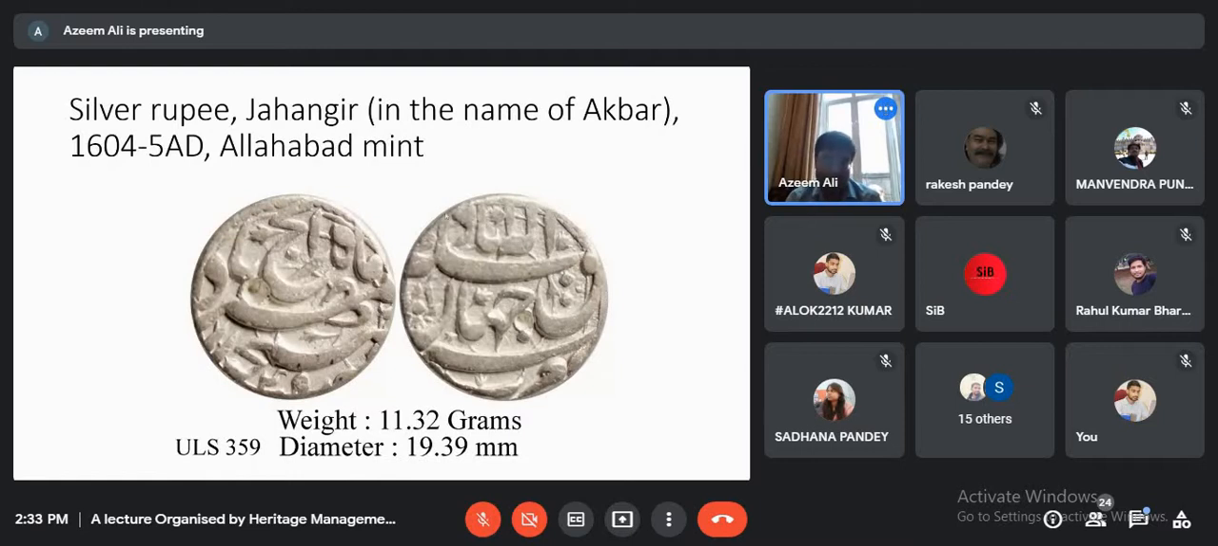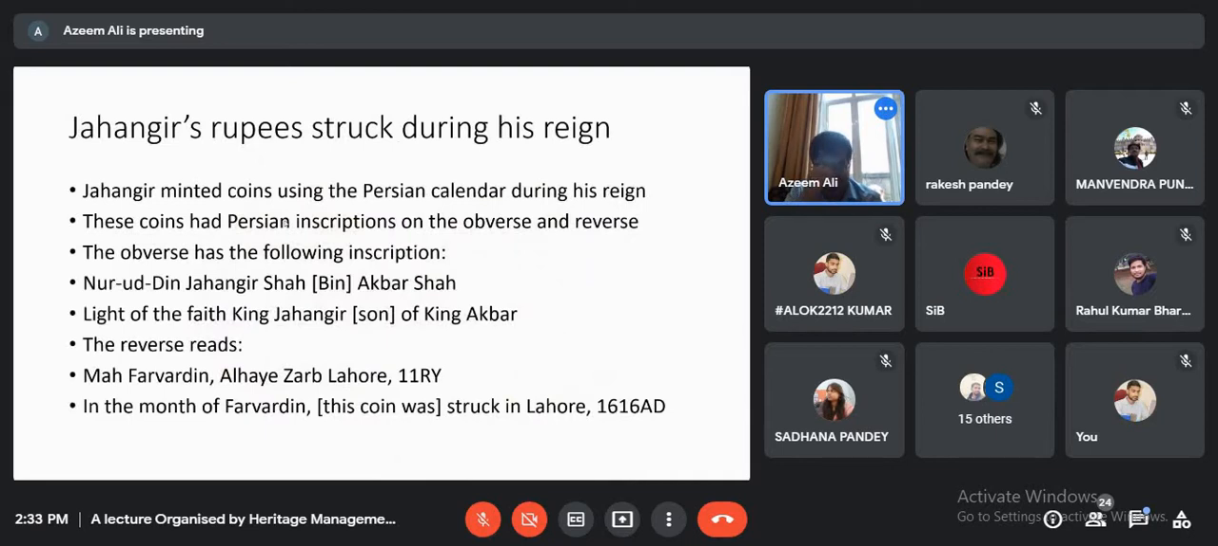And here is one of the famous rebellious issues. This coin is actually struck in the name of Akbar in Allahabad in 1604 to 1605, so at the very end of Akbar's reign. And when Jahangir struck his own coinage, after becoming emperor, he used the Persian calendar during his reign, and these coins had Persian inscriptions on the obverse and reverse.